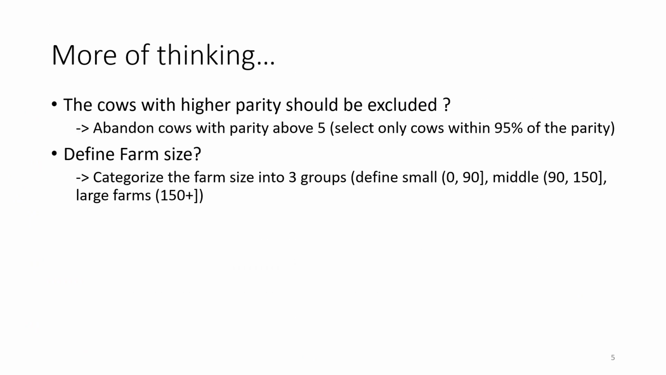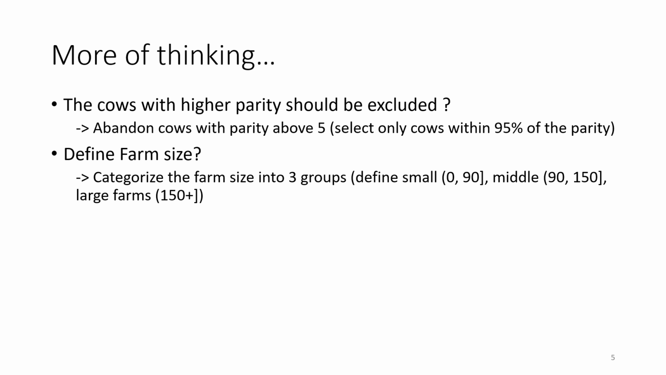So I decided to abandon cows with higher parity, and I only include 95% of the cows. So cows with lactation over 5 are removed before analysis.